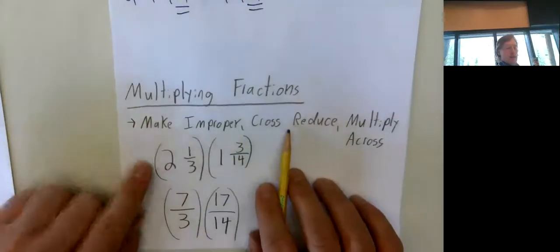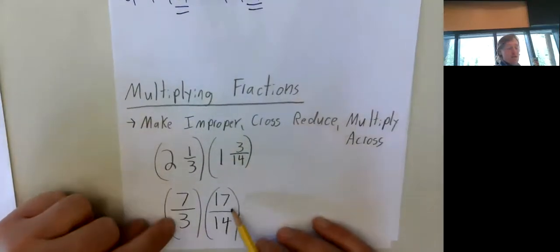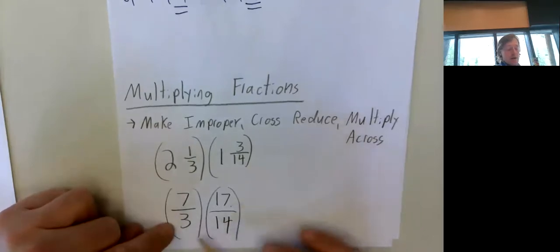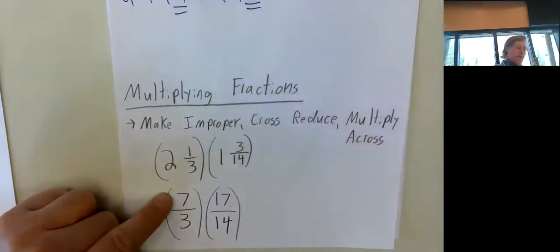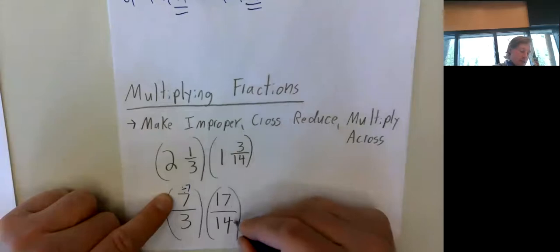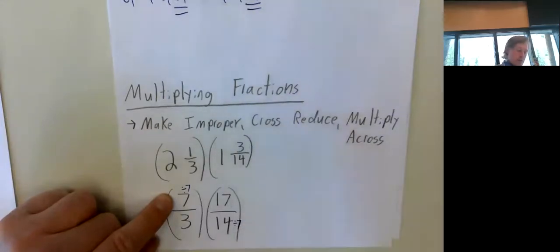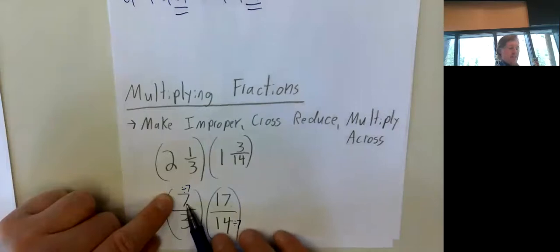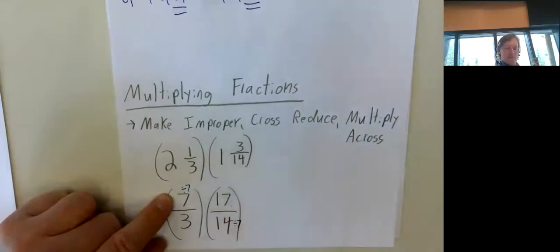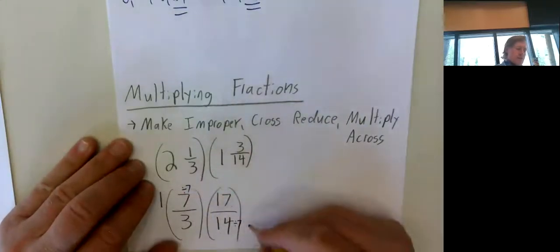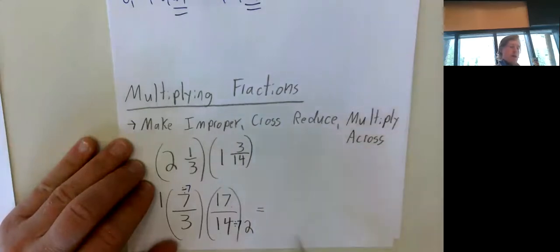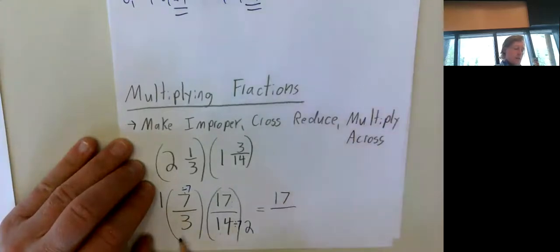Now I can cross reduce if I can. Cross reducing is the same as reducing, just looking across our fraction line here. 3 and 17, there's nothing I can divide out of there. How about 7 and 14? There sure is. I can divide the 7 by 7, and I can divide the 14 by 7. 7 divided by 7 is 1. 14 divided by 7 is 2. After I've cross reduced, I'm going to multiply across. 1 times 17 is 17. 3 times 2 is 6.